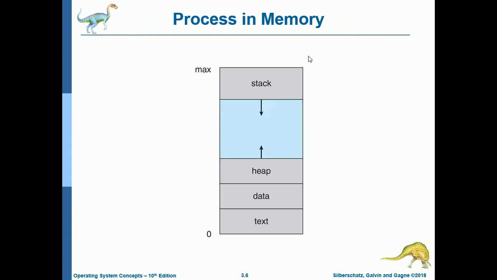This is the process in memory. As enumerated a while ago, the parts of memory are the stack, heap, data, and text. There is an arrow with heap and stack, meaning the stack and heap can allocate more space if needed, as long as there is still free space in memory.